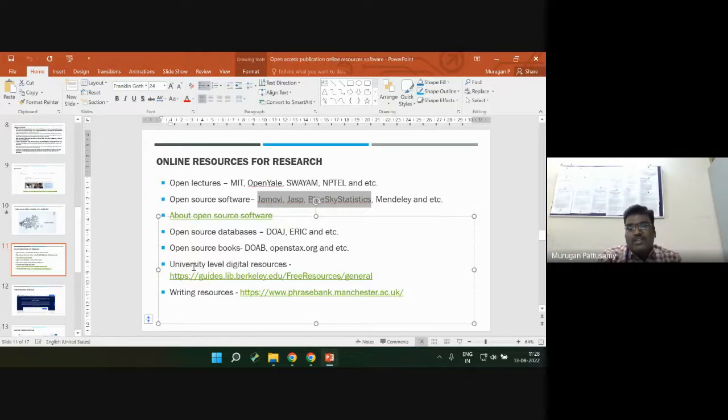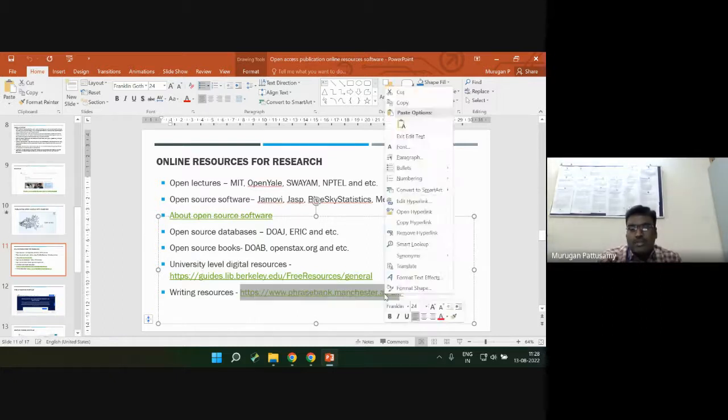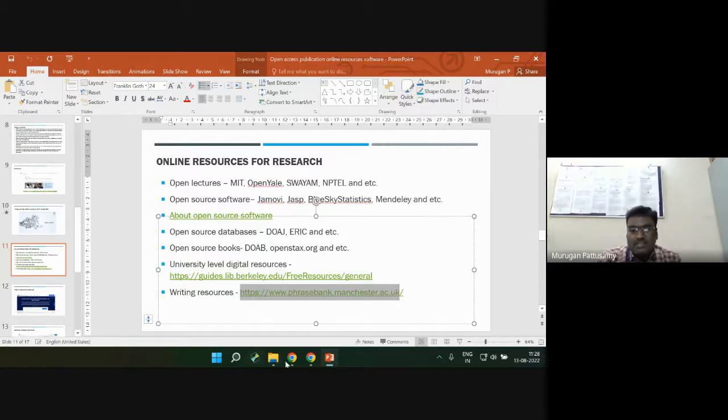Then you have university level digital resources. For example, you visit some of the Western or maybe UK or Australian universities' websites. There, they are providing some guidelines on accessing open source materials. That is also possible. For understanding the writing resources, you can visit this particular page.